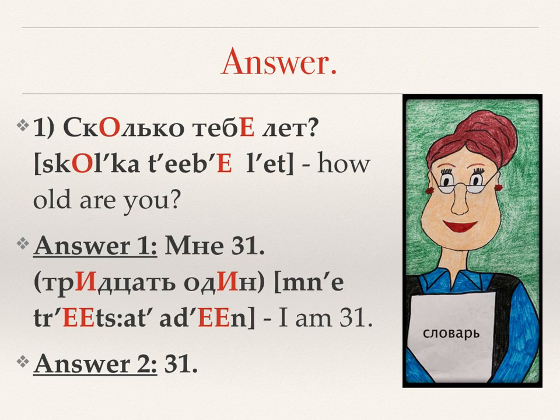Answer. Number 1. Сколько тебе лет? How old are you? To this question you can answer in 2 ways. Answer number 1. Мне 31. I am 31. Мне is one of the forms of the pronoun я, I. Or just name your age. Answer number 2. 31.